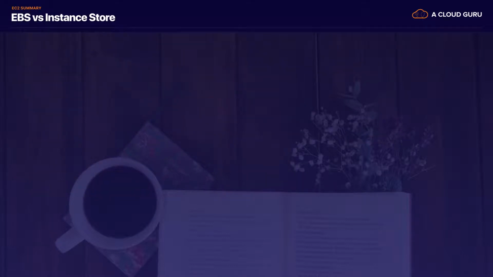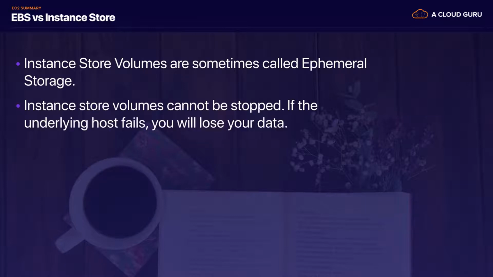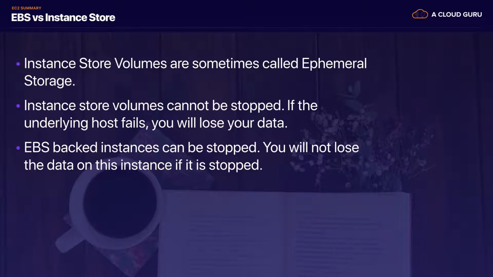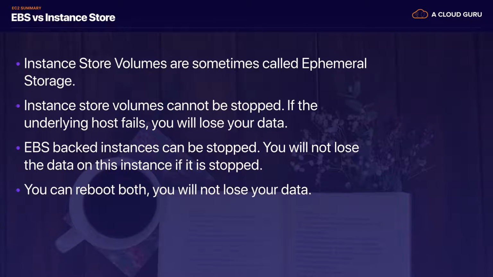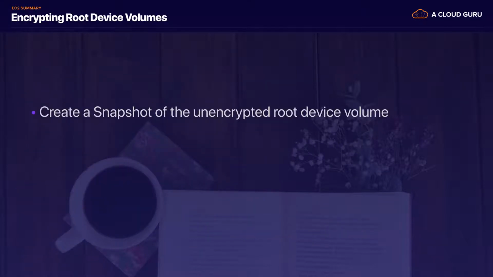EBS versus instance store. Instance store volumes are sometimes referred to as ephemeral storage. Instance store volumes cannot be stopped. If the underlying host or hypervisor fails, you're going to lose your data. EBS-backed instances can be stopped, however, and you won't lose the data on this instance if it's stopped. And you can reboot both and not lose your data. And by default, both root volumes will be deleted on termination. However, with EBS volumes, you can actually tell AWS to keep the root device volume from being deleted. So you can basically stop it from automatically being deleted.